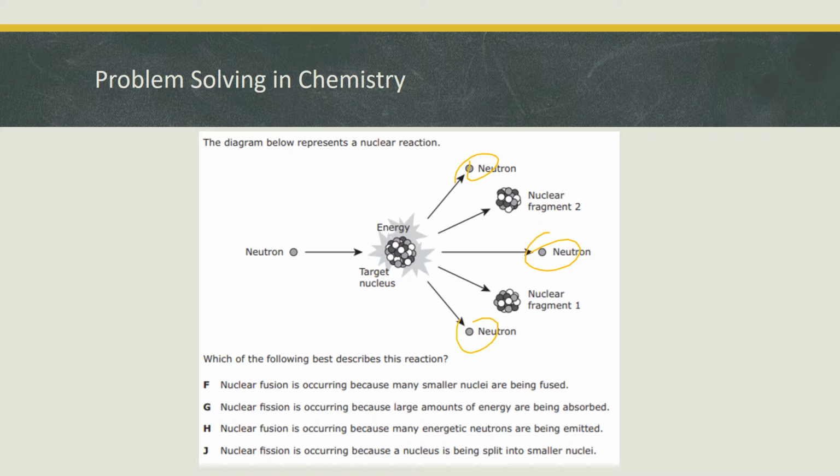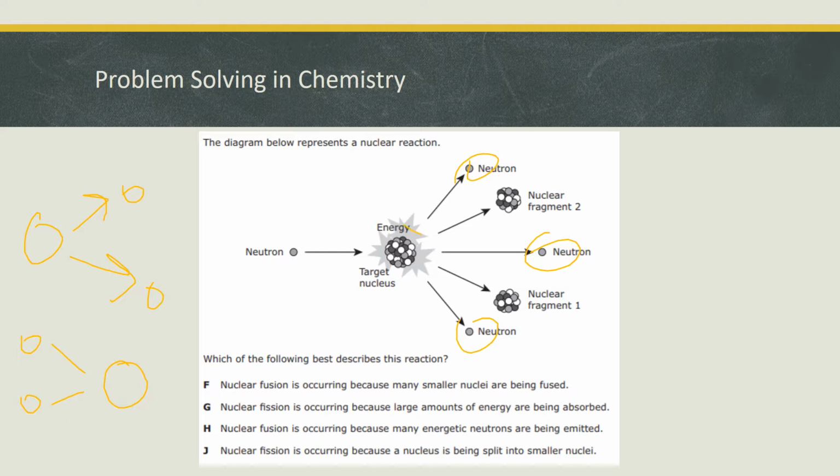Step number 2 is to devise a plan. Well, by looking at the picture here, it looks like either this is nuclear fusion or nuclear fission. So I'm going to define what I currently know about fission and fusion. Fission, one big nucleus splits apart into 2 smaller nuclei, whereas fusion, 2 small nuclei fuse together into 1 larger nucleus. So I'm going to look at my answer choices and I'm going to carry out my plan.